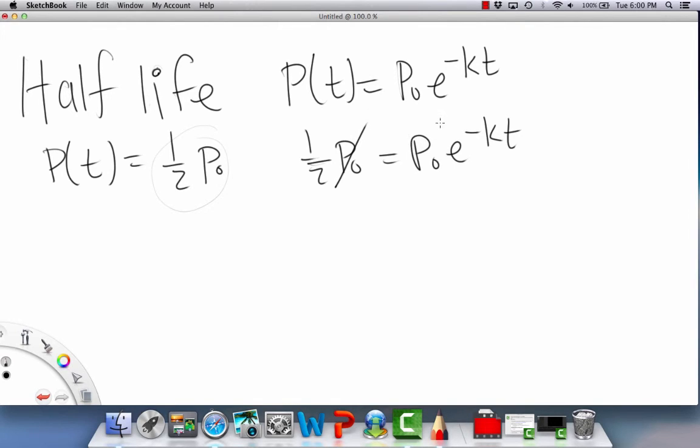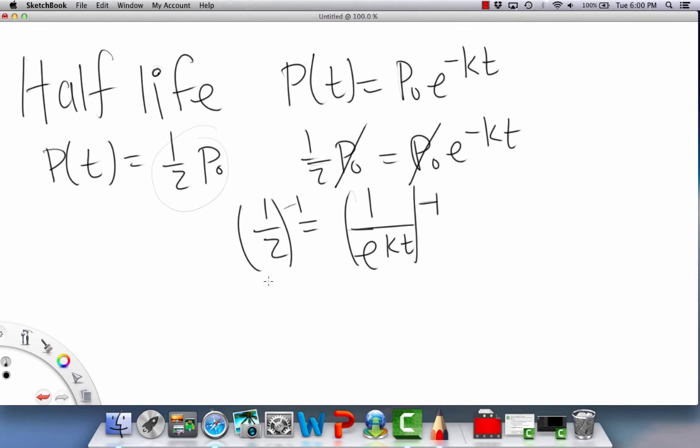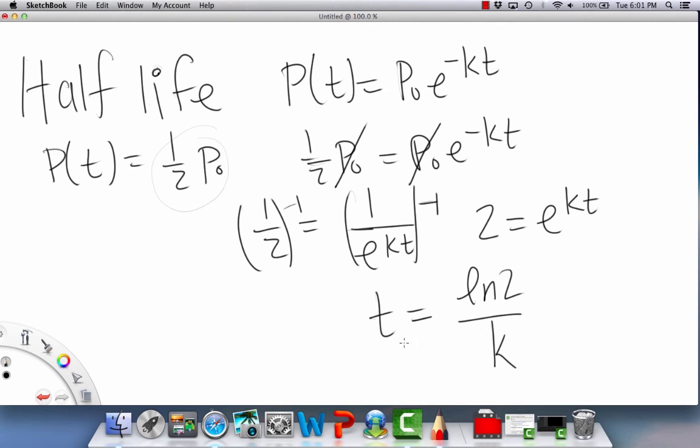Okay, so again, our initials can cancel. And then we get 1 over 2 equals e to the negative kt. And just to make it look simpler, 1 over 2 equals 1 over e to the positive kt, because a negative exponent just means you bring it to the bottom. And then we can flip both of these if we raise both sides to the negative 1 power, doing the same to the left and the right. And then we just get 2 equals e to the kt. And we arrive at our final answer, which is going to look exactly the same as doubling time. Okay.